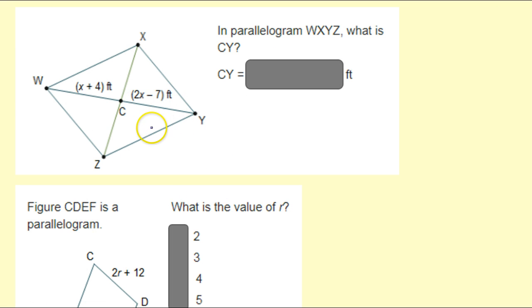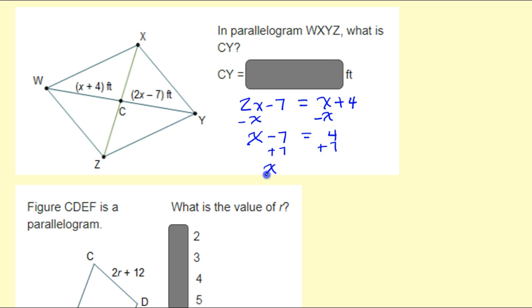This problem is very similar. These two parts of the diagonal should be equal to each other, so 2x minus 7 should equal x plus 4. They're two halves of the same diagonal. I should be able to solve this for x, but that will not be my final answer, so be careful. I subtract x from both sides, leaving x minus 7 is equal to 4. Then I add 7 to both sides to get x is equal to 11.